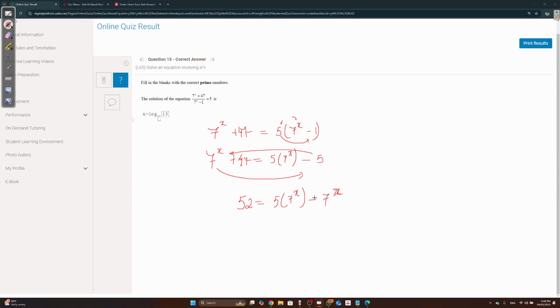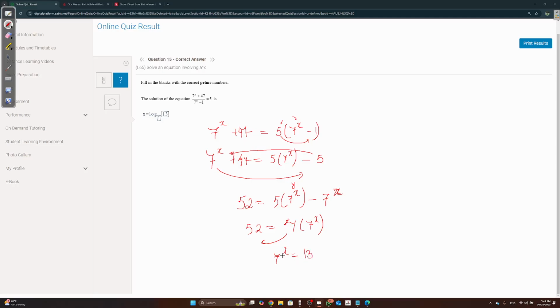Okay, think of this as like a letter. Think of this as like y. 5y minus y, how much is it? 4y, right? So it's gonna be 5 times 7 to the power of x minus 7 to the power of x is gonna be 4 times 7 to the power of x, right? Okay, same way, like 5y minus y will be 4y. Think of 7 to the power of x as y. Okay, if we divide by 4, we're gonna get 7 to the power of x is equal to 13.